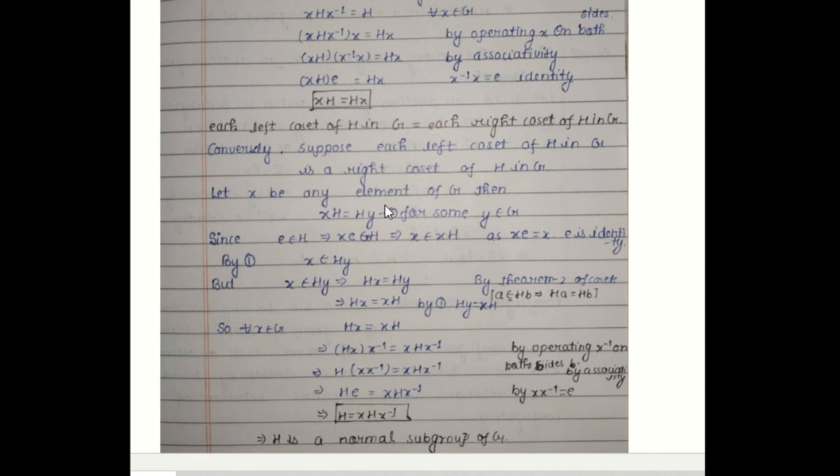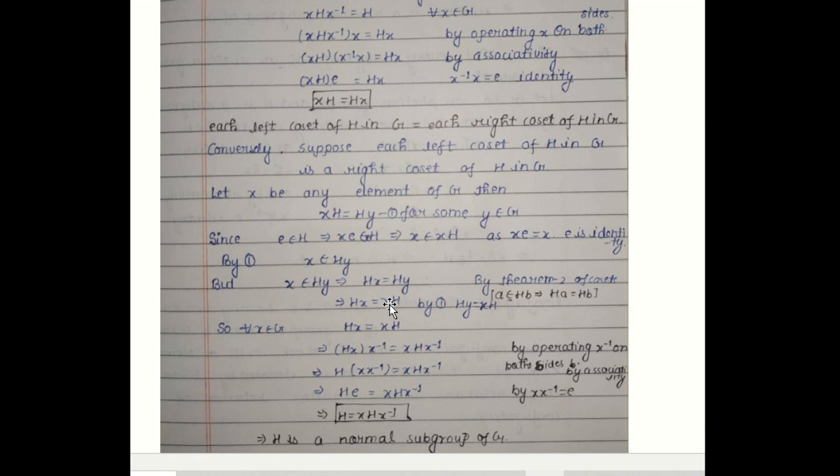Let small x be any arbitrary element of G. Then xH is equal to Hy for some y belonging to G, since each left coset is equal to a right coset. Since e belongs to H, xe will be in xH, as xe is equal to x, e being the identity element. So by (1), we have assumed that xH is equal to Hy. So this x belongs to Hy, and this implies Hx is equal to Hy.